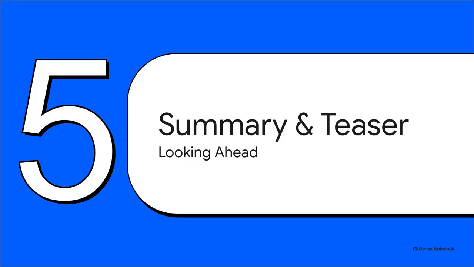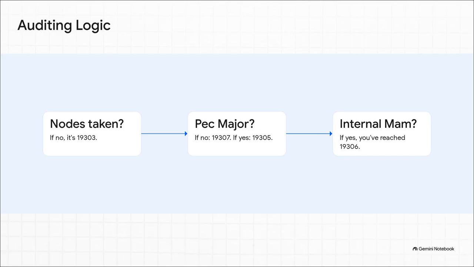Section 5, Masterclass Summary and Teaser. Looking ahead. To wrap this up, whenever you're auditing a mastectomy note, just ask yourself this sequential logic. First, were the axillary nodes taken? If no, it's 19303. If yes, ask, was the pectoralis major removed? If no, it's a modified radical 19307. If yes, it's a radical 19305. Finally, were the internal mammary chains resected? If yes, you've reached the extended radical 19306. Keep this decision tree etched in your mind, and I promise you will never pick the wrong code again.